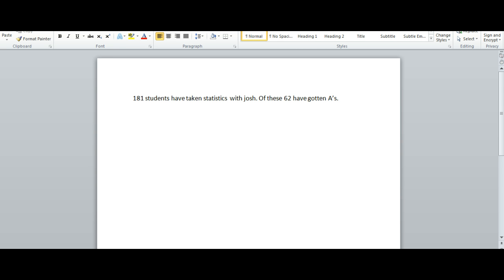Need a baseline to compare it to. So let's just say that usually we would expect that about, let's be kind of high here, about 20% of students get A's in any class. It's got to be somewhere around there. Probably a little bit lower. If we followed the normal model, it's probably closer to about 10%, but let's say it's about 20%. So notice that my percentage, 62 out of 181, is actually probably higher than 20%.